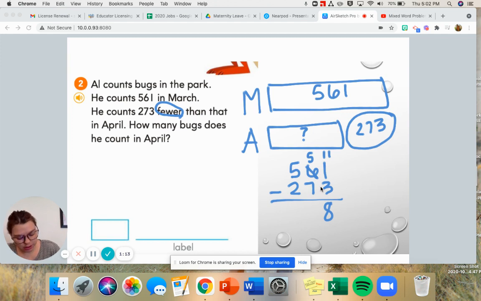I can't do that, so I need to go next door and ungroup 10 more. So now I have 15 minus 7. Let's see, okay, perfect. So we have 8 there again. And then we have 4, take away 2, which is 2. So in April, he counted 288 bugs.